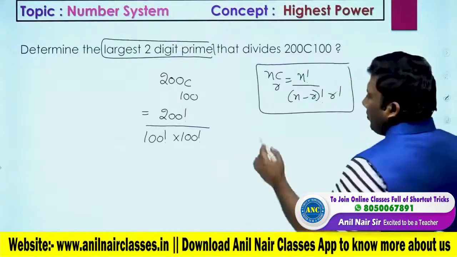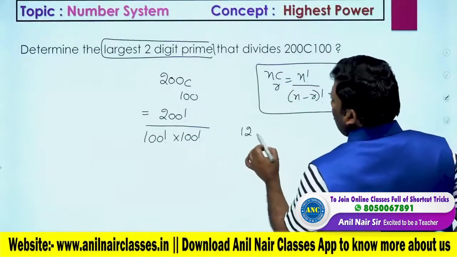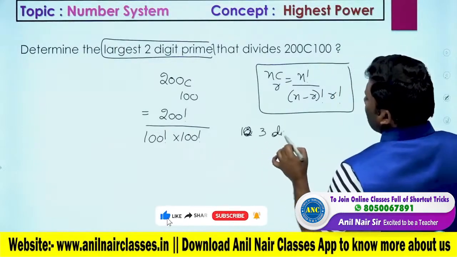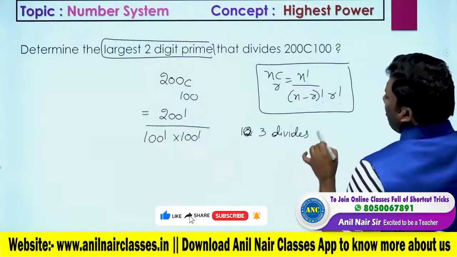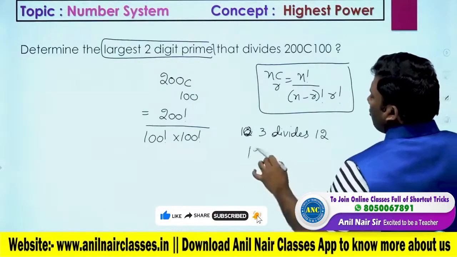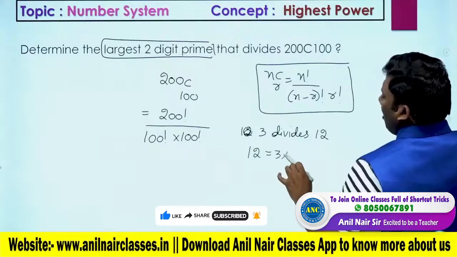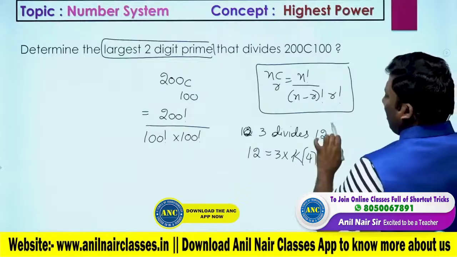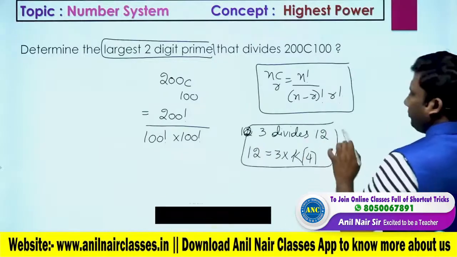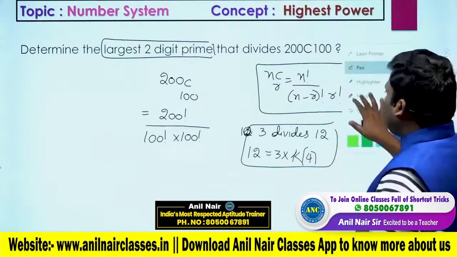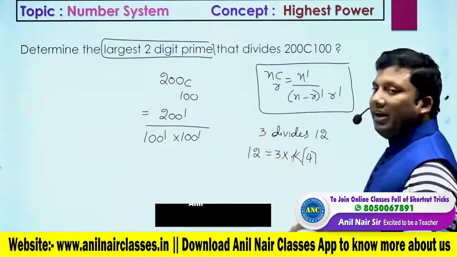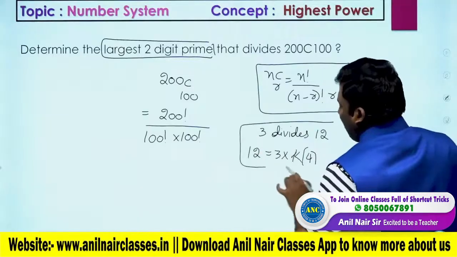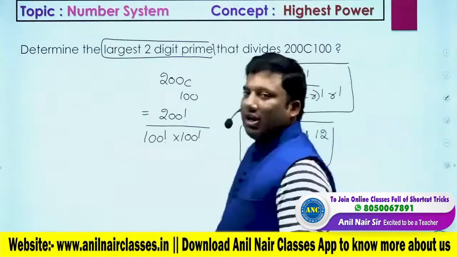Suppose 3 divides 12. If I say 3 divides 12, that means 3 is a factor of 12. So 12 can be written as 3 into something, and that something value will be 4. Am I right? If 3 is dividing 12, then 3 is a factor of 12, so 12 will be 3 into something.